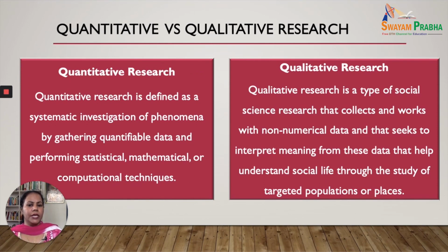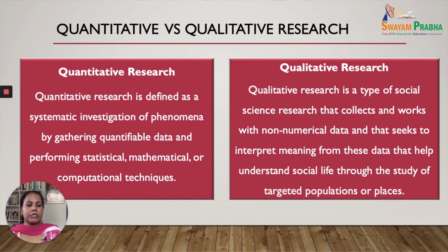Right? So here we have not written systematic investigation, because qualitative research does not follow any systematic investigation. The researcher may change the different phases depending upon the need of the study. So that is the main difference between the quantitative and the qualitative research.